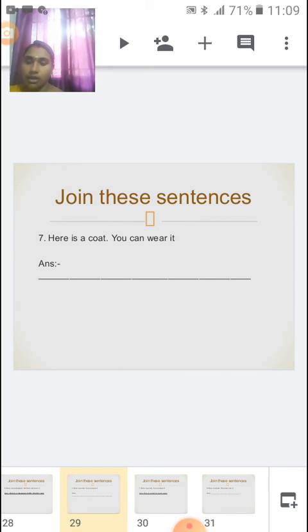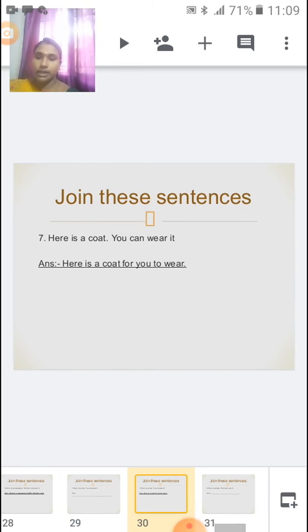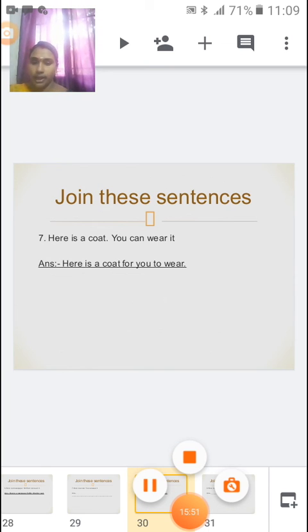Instead of can, you will have to wear and it will not be present in the sentence. So how it will be? Here is a coat for you to wear.